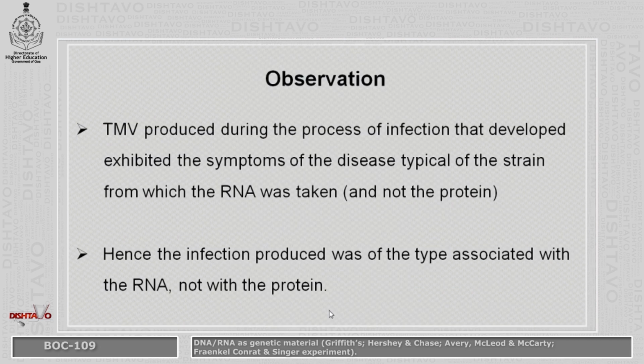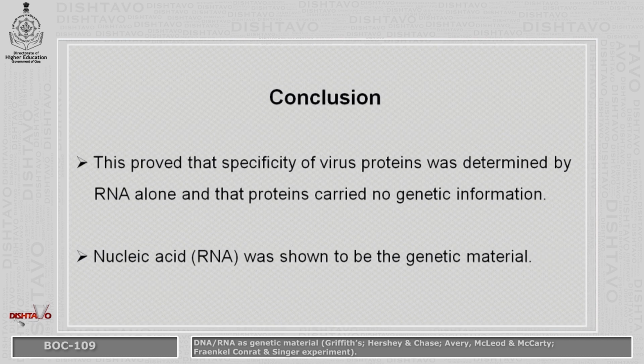Now, the TMV produced during the process of infection exhibited the symptoms of the disease typical of the strain from which the RNA was taken and not the protein. Hence, the infection produced was of the type associated with the RNA and not with the protein. This proved that the specificity was determined by RNA alone and that proteins carried no genetic information. Nucleic acid, that is RNA, was shown to be the genetic material.